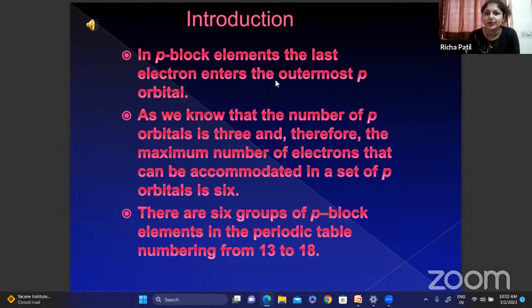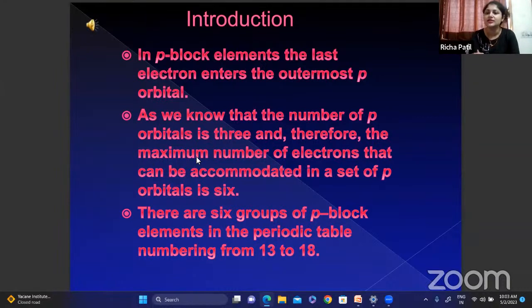So why is it said to be a P block element? Because the last electron enters the outermost P orbitals. P orbitals consist of how many orbitals? There are three orbitals. So maximum how many electrons can it accommodate? It can accommodate six. So the P orbitals consist of three orbitals, and the maximum number of electrons which they can accommodate is 6.